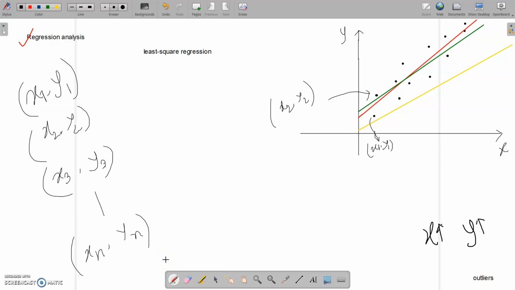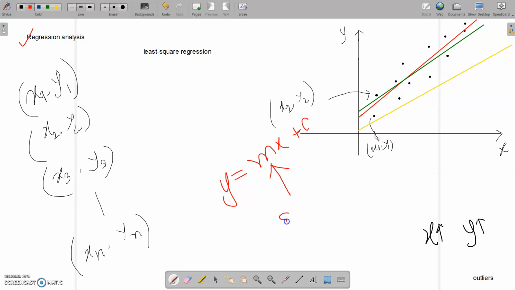Okay, so what we want to do is fit a straight line through this data. So what is the characteristic of a straight line? You know that we have the equation y equals mx plus c. Okay, this is the equation of a straight line. What is the m?